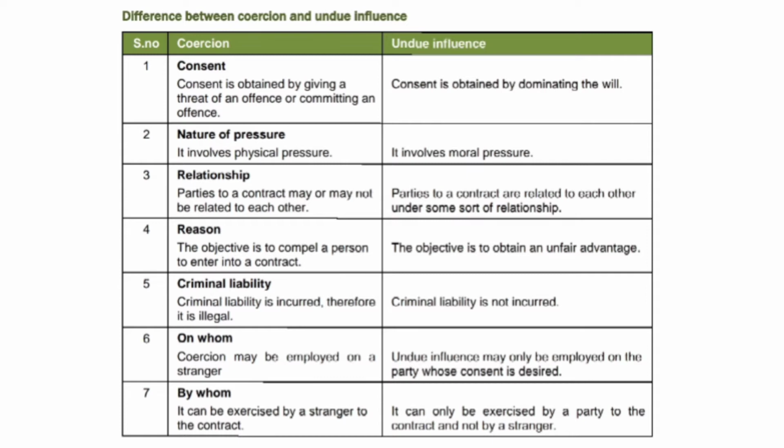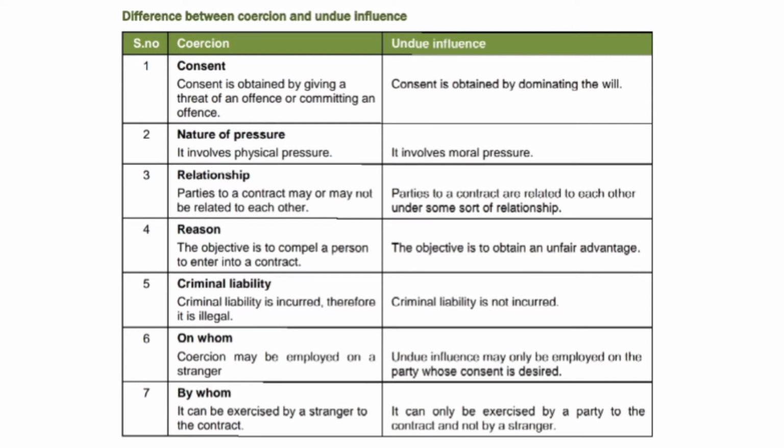The third one relates to the relationship between the parties. So in coercion, the parties to the contract may or may not be related to each other, whereas in undue influence, the parties to the contract are related to each other under some sort of a relationship. And once again, this should be pretty easy to remember and understand, because in undue influence, it is about dominating the will of the other, and it's only possible to influence the other person's will where you are under some sort of a relationship, right?